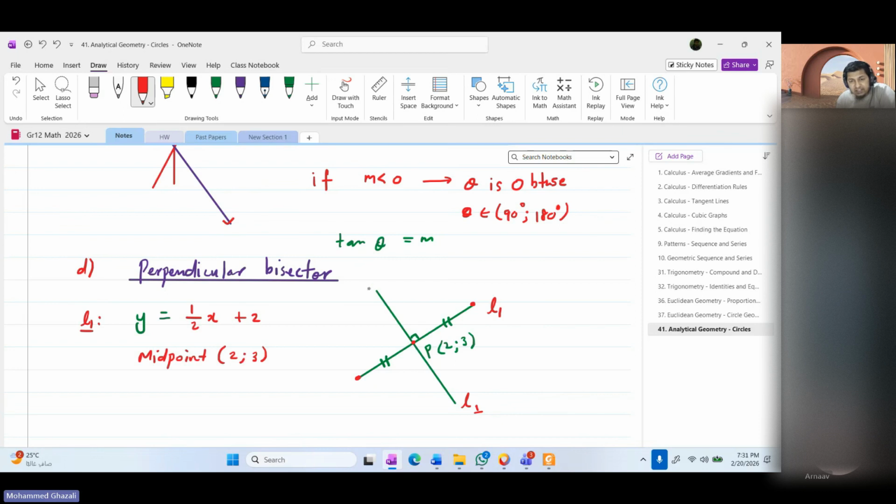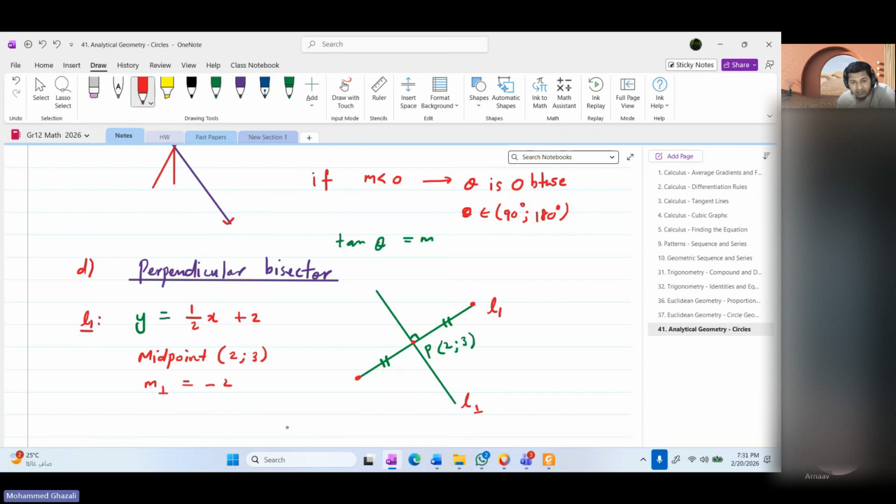Perpendicular bisector means it cuts it exactly in half. So if the endpoints were given, we need to find the midpoint first. Then we find the gradient of this line, flip the gradient, and we have a point. The midpoint is (2, 3), and the perpendicular gradient is you flip this with the opposite sign, so minus 2.